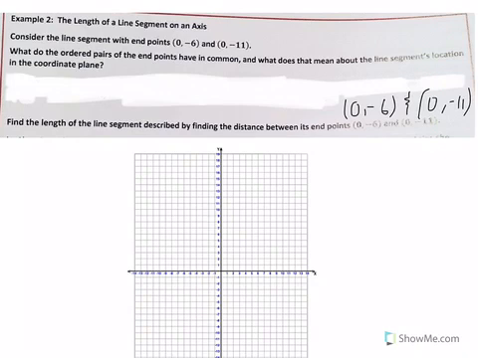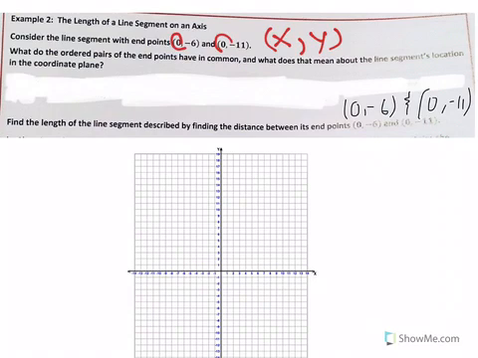All right, let's look at another example. Consider a line segment with the endpoints (0, -6) and (0, -11). What do the ordered pairs of the endpoints have in common, and what does this mean about the line segment's location? Well, it's kind of the opposite of the last one, right? I'm just going to write our x, y. Our first coordinate is 0 in both cases, so it doesn't go over on either the positive or negative side of 0 on the x-axis. So both of these points are going to be on the y-axis, because the only number is in the y-coordinate, the second coordinate.